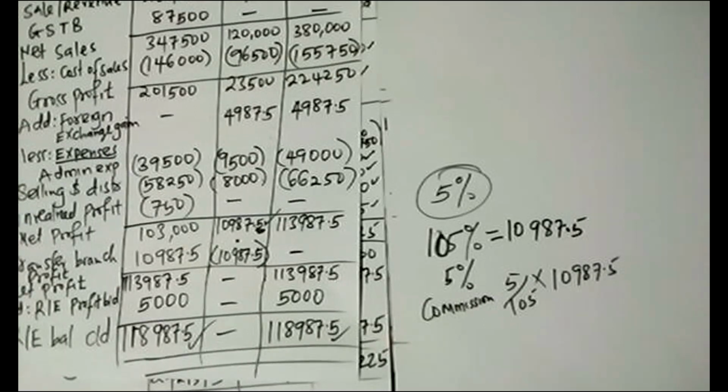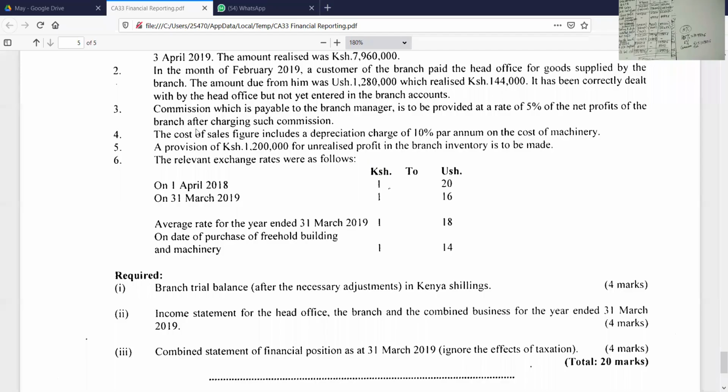So I'm saying it's 105 because they said 5% of the net profit of the branch after charging such commission. So it means that the net profit you get is at 105. So you look for 5%.